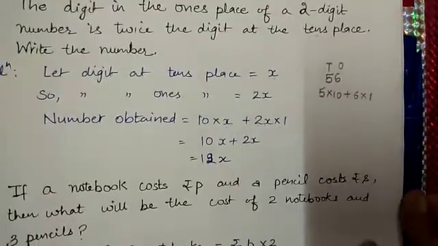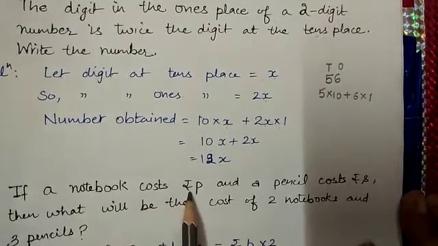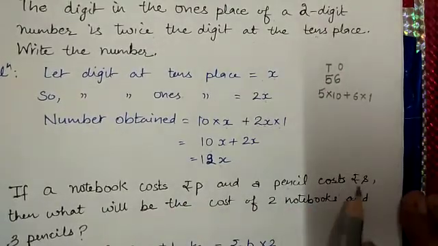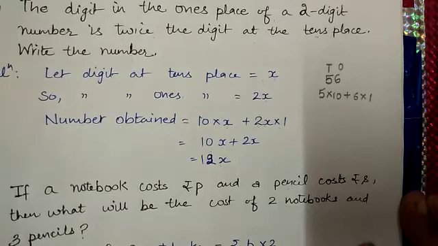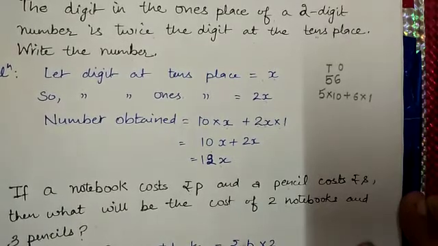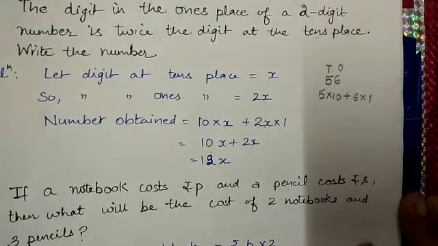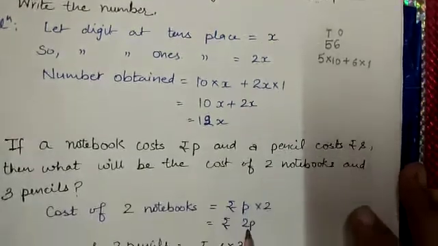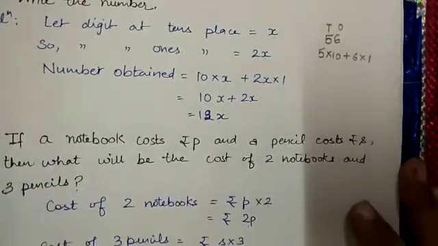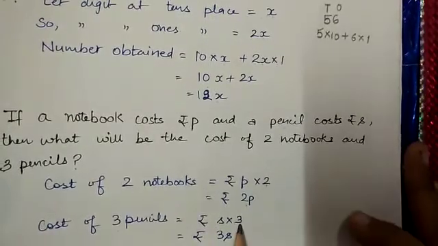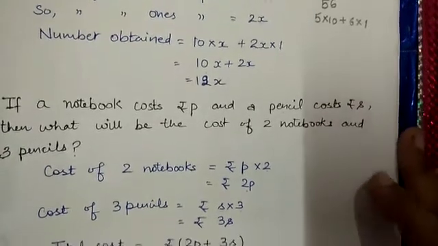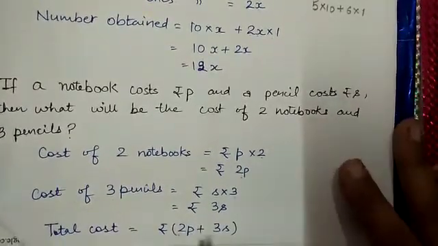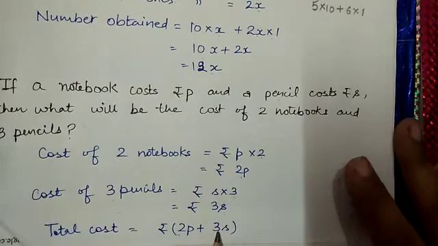Next question, if a notebook cost rupees P and a pencil cost rupees S, then what will be the cost of two notebooks and three pencils? Two notebooks will be of rupees P multiplied by 2, that is 2P, and three pencils will be of rupees S multiplied by 3, that is 3S. So total cost will be equal to rupees 2P plus 3S.